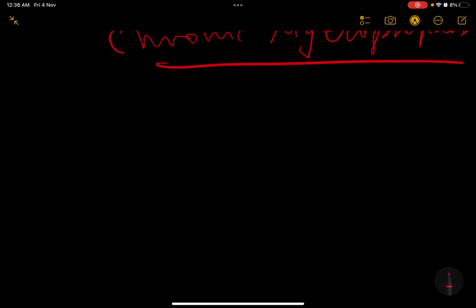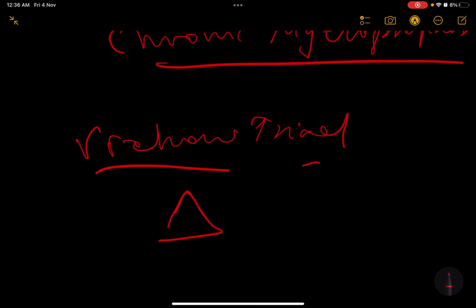Let me just tell you that there is something called the Virchow triad. The Virchow triad depends upon three things. The first is endothelial damage, so endothelial damage is one of them. It also depends upon hypercoagulability.